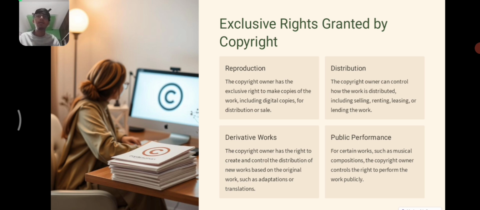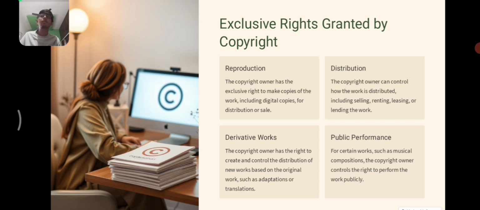And derivative works. The copyright owner has the right to create and control the distribution of new works based on the original work, such as adaptations and translations. Public performance. For certain works, such as musical compositions, the copyright owner controls the right to perform the work publicly.